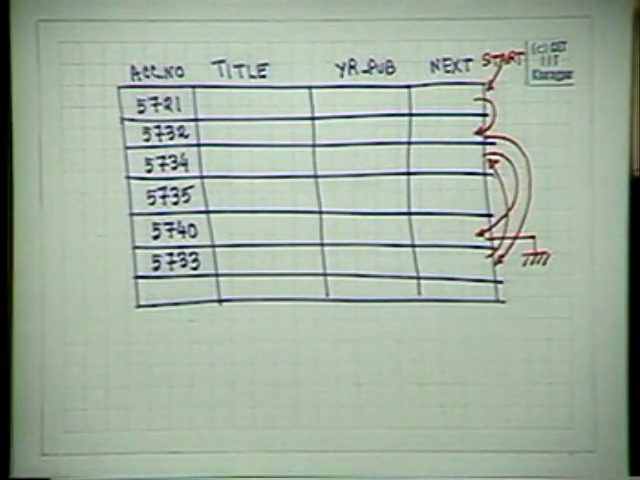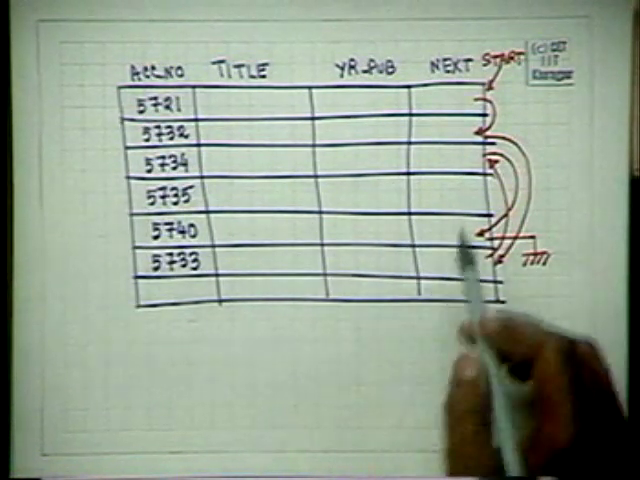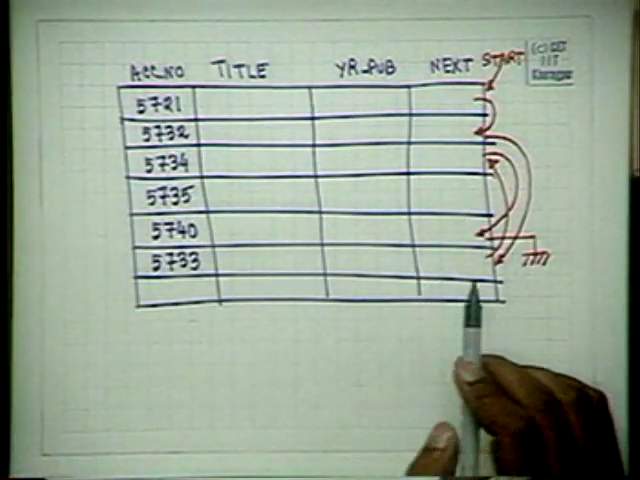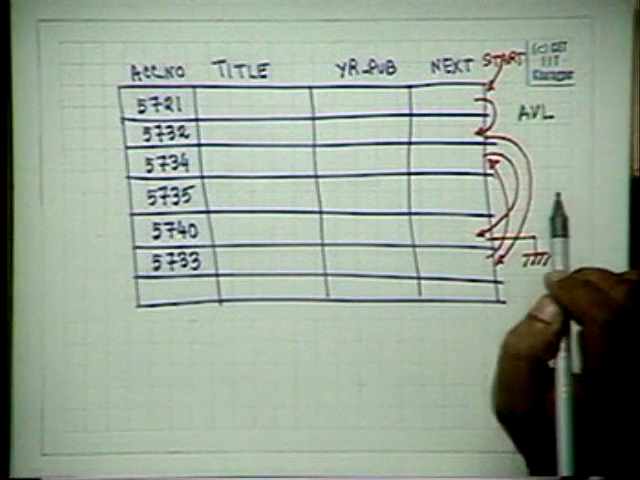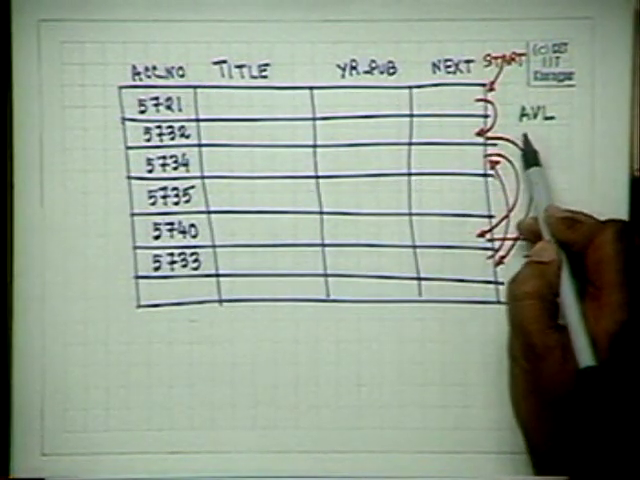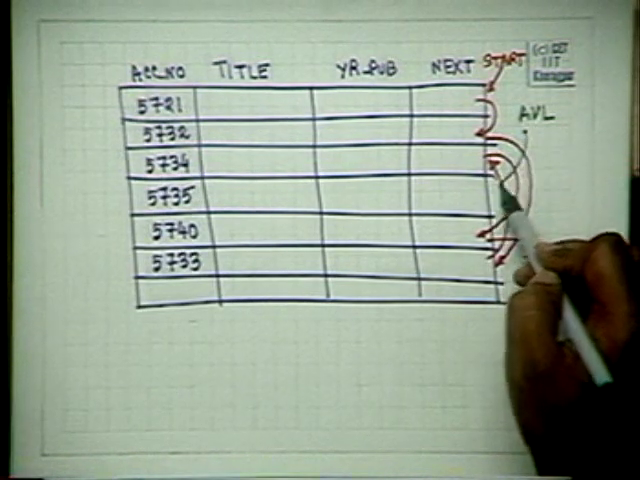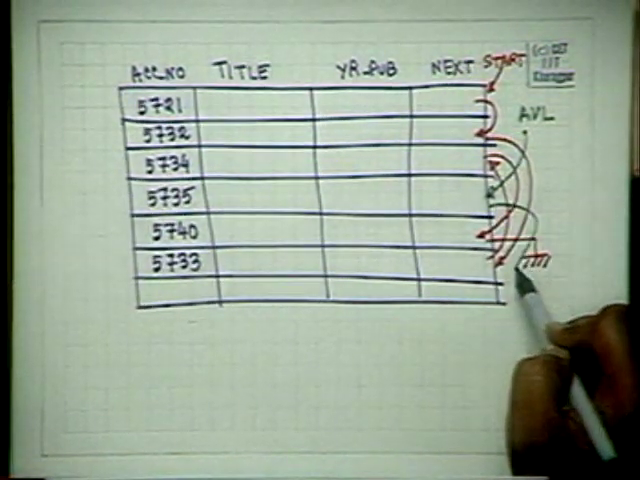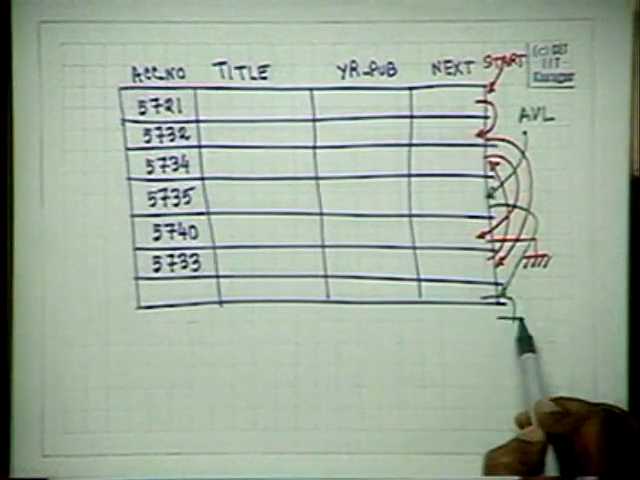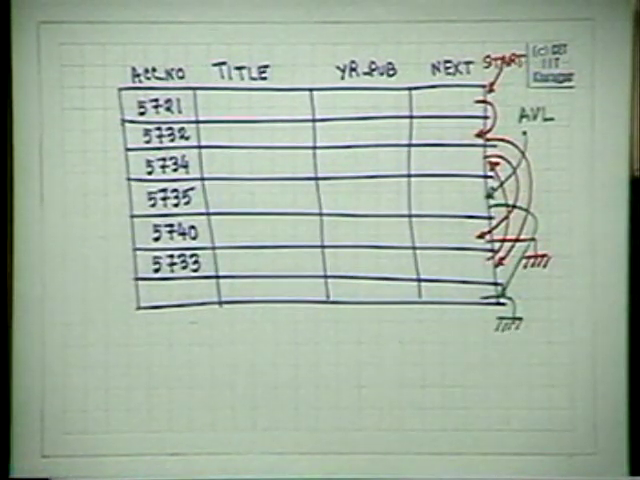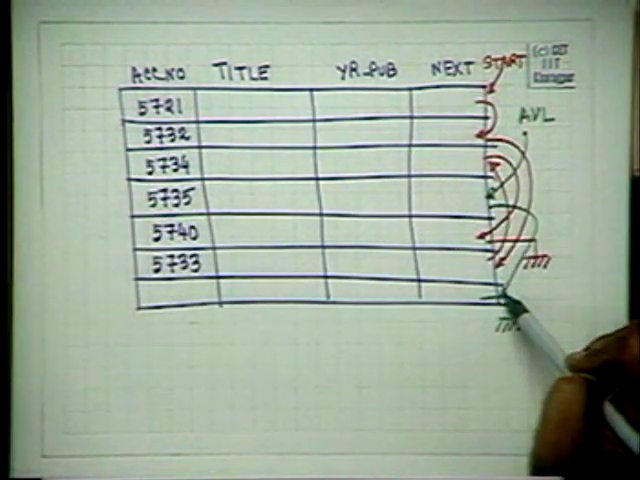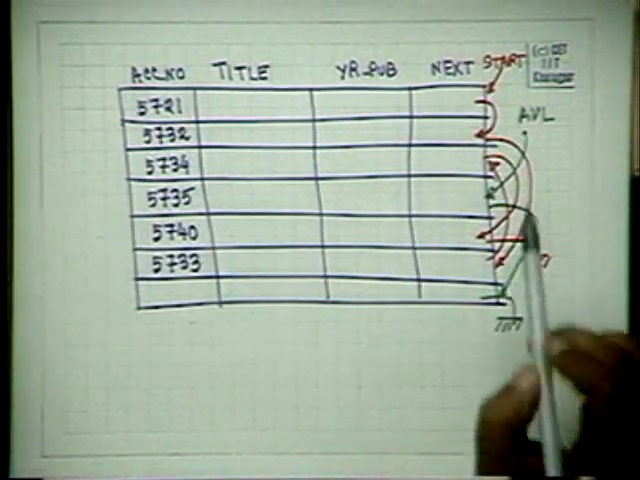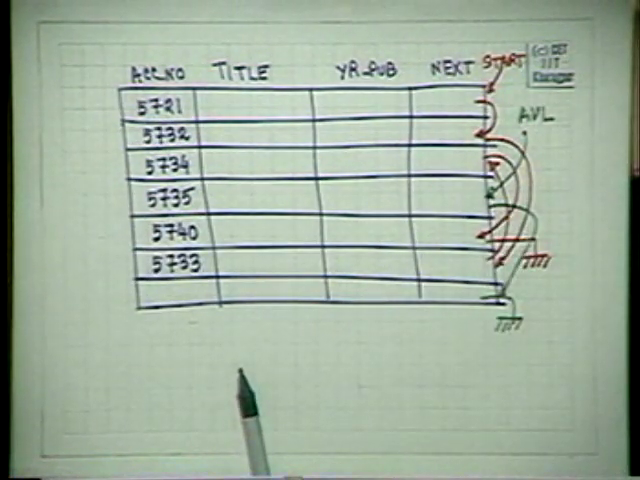Now additionally, we will have another pointer structure using these next pointers only, which we call the available list. The available list will point like this, this, like this, this. This is the available list. The green colored ones will point to the free records. This will point to the free records.